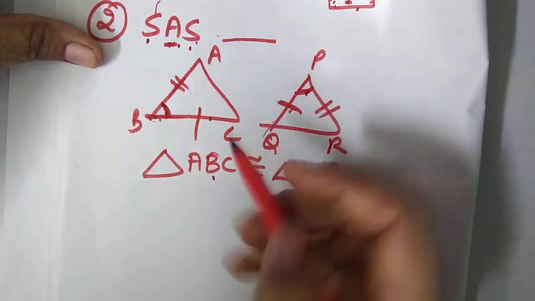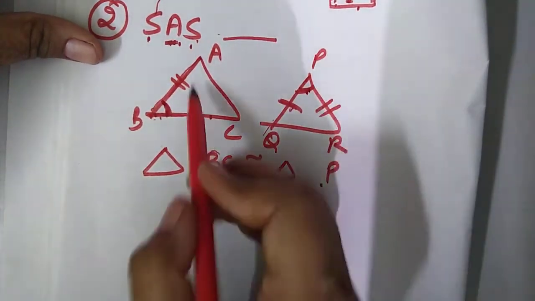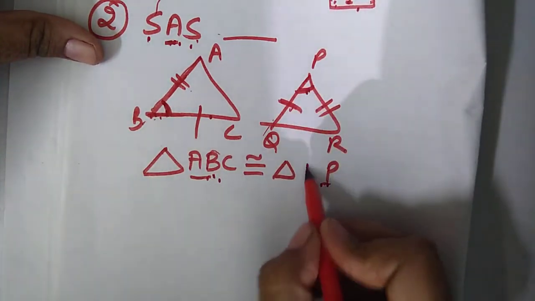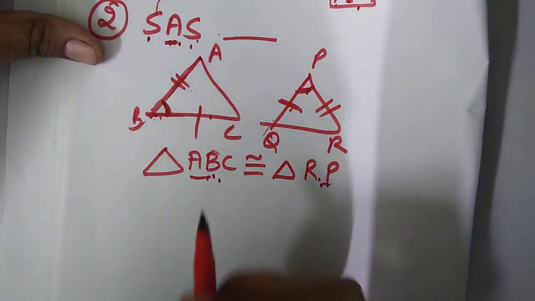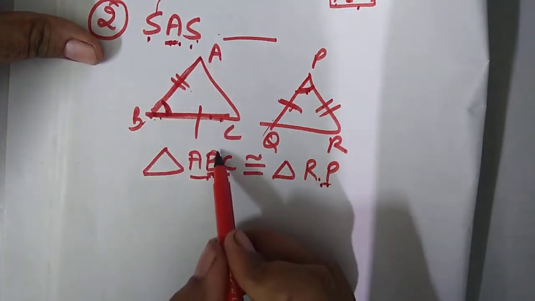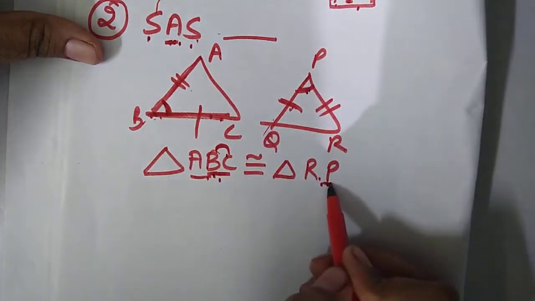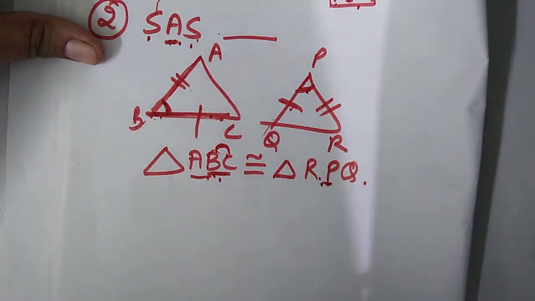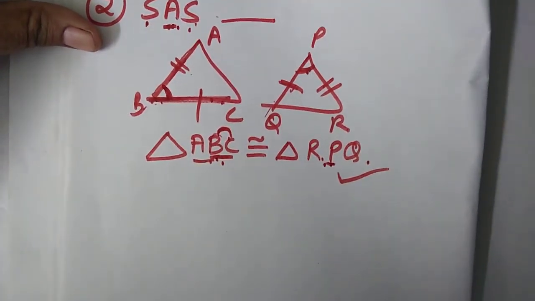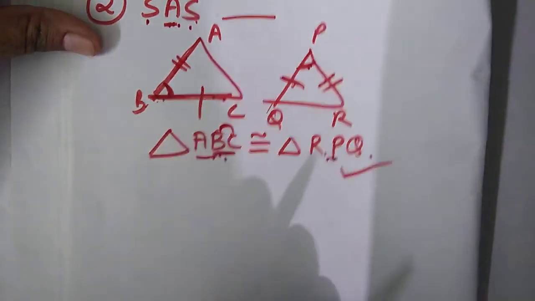Okay, now come to the side AB. AB is at first and second, so let us take AB is equal to what? PR. P is already here at second, so there must be R at first. And the third one is BC, which is at second and third. BC is equal to PQ. P is already here, so Q must be at third position. So this is the symbolic form in SAS congruence rule. Okay, remember that the angle must be included in the SAS rule.